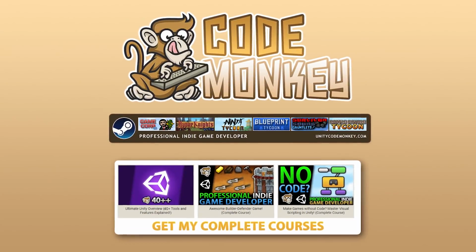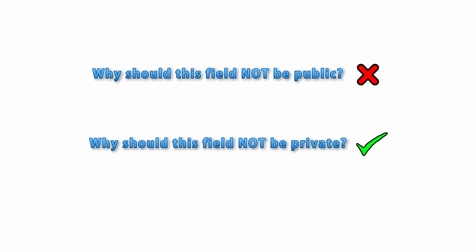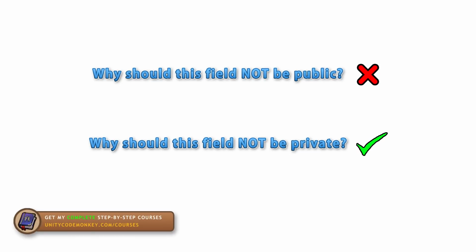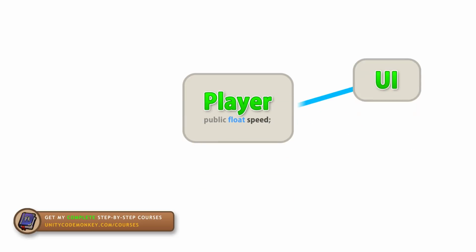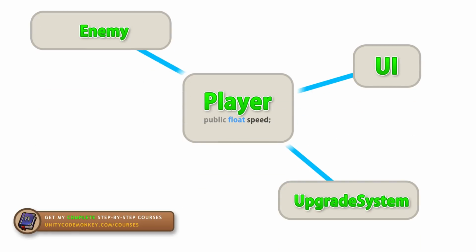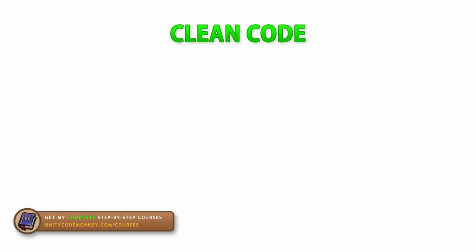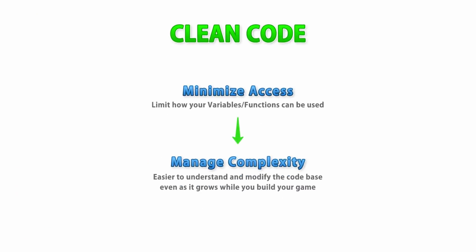Hello and welcome, I'm your Code Monkey, and in this video we're going to look at why you should not make all of your variables public. If you want to expose some variable in the editor, you really should keep it private and instead add the SerializeField attribute in order to expose it. In order to understand why that is the better method, you need a basic understanding of clean code principles.